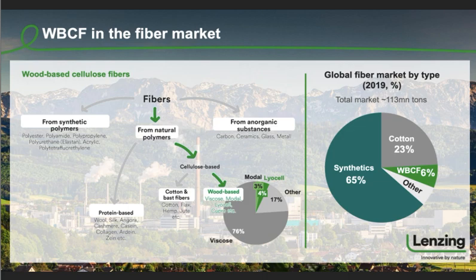They have the same molecular structure, so they're all cellulose fibers, but what makes them different from each other is the production process. All of them have different production processes that lead to different and distinct fiber characteristics, which makes them useful in many different textile applications and very different characteristics. So you'll find great wood-based cellulose fiber for almost any application in textiles.